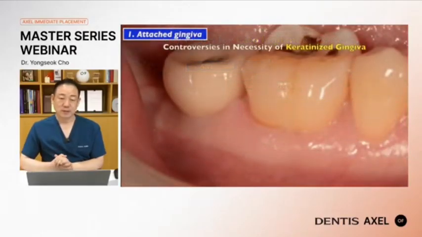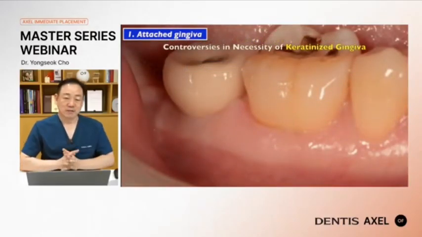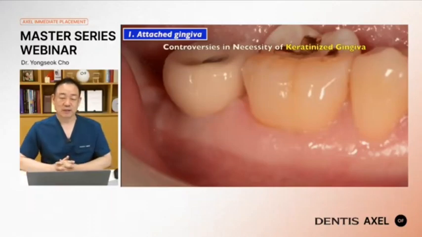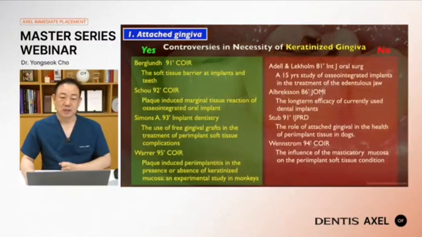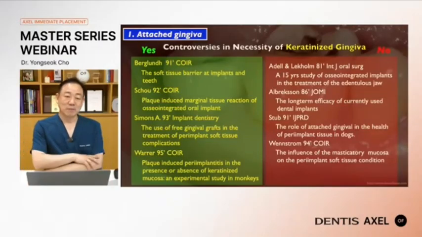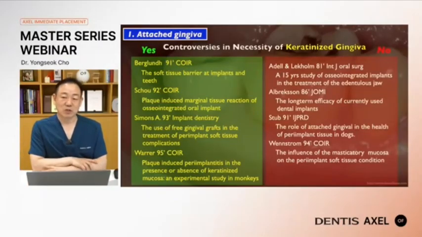First, attached gingiva. There are controversies about the necessity of keratinized gingiva. Some say it is really important for long-term stability of the implant. So they emphasize the importance of keratinized tissue, and they try to make sufficient keratinized tissue around the implant with a free gingival graft or other means.